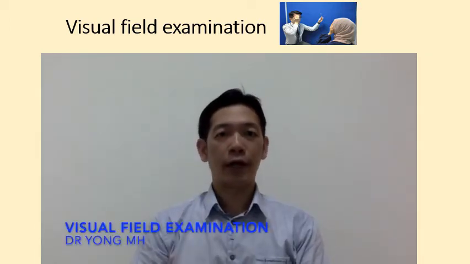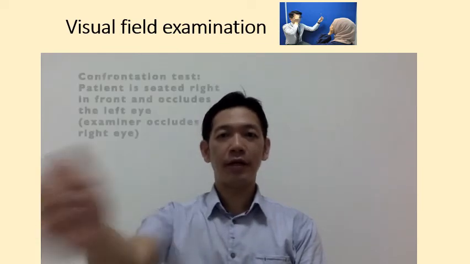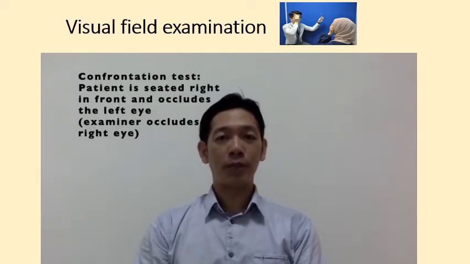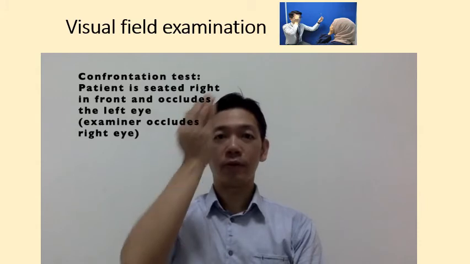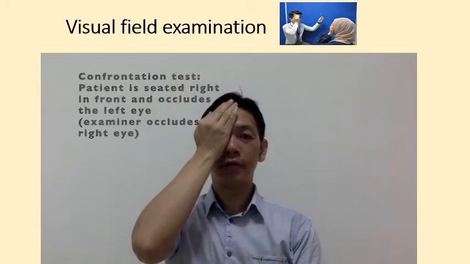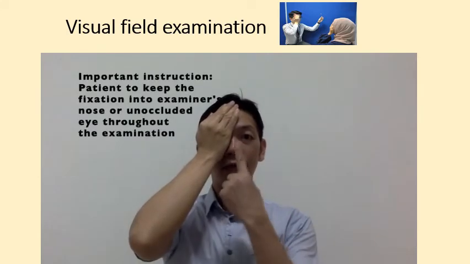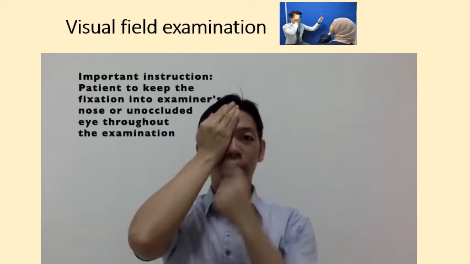Hello, I would like to check your eye now. Don't worry, what you need to do is just sit right in front of me. Okay, now what I want you to do is, can you please close your left eye? Very good. Close the left eye with your palm, to make sure that you see only with your right eye. And I want your right eye to keep looking at my nose.